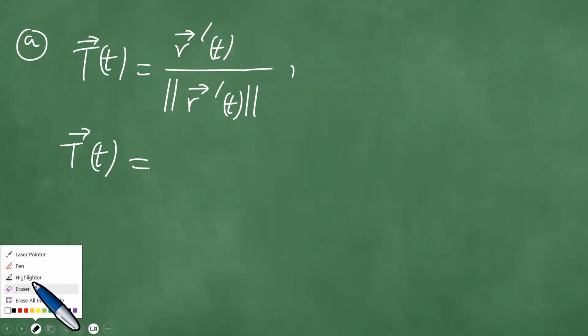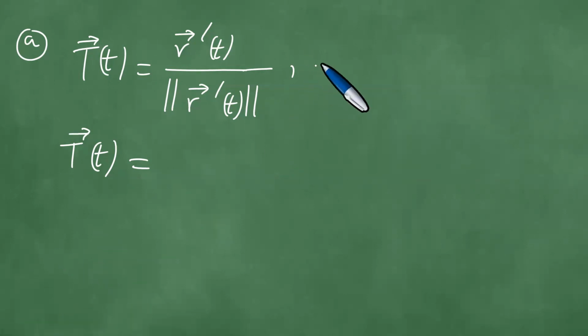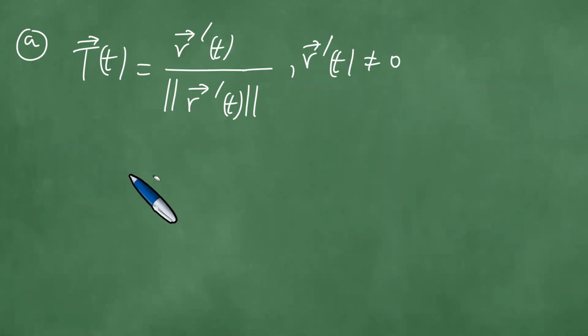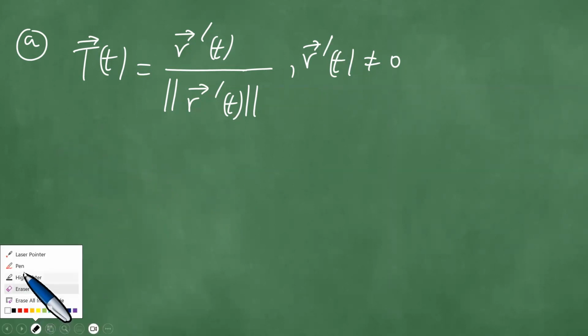Right, the vector r primed of t is not 0. Okay, let's say that is the case. Just to make sure that there's some easy way to follow here.